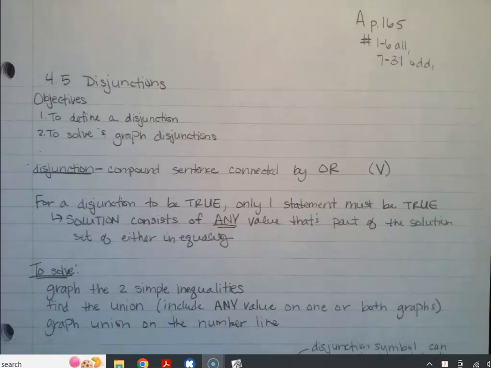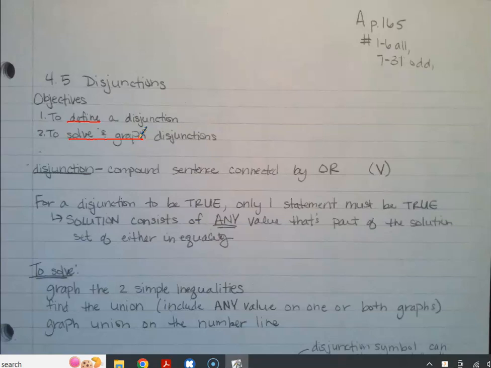All right, today for algebra, we are doing section 4.5, disjunctions. Yesterday we talked about conjunctions. Today we're talking about disjunctions. All right, so our objectives today are we want to be able to define a disjunction, and we want to be able to solve and graph disjunctions.